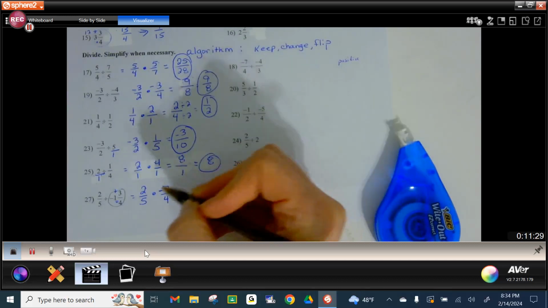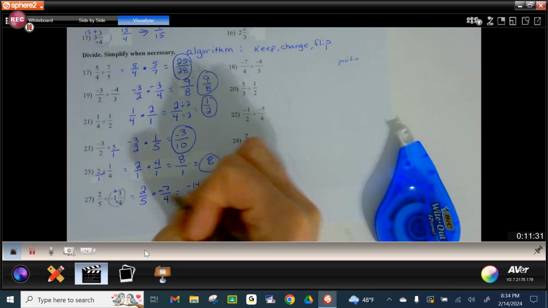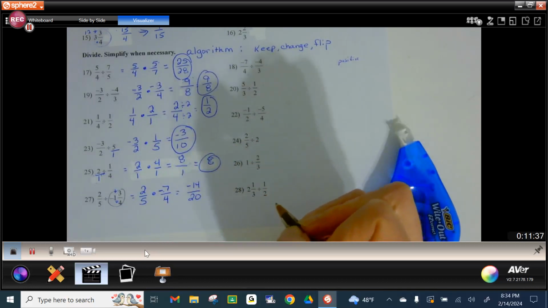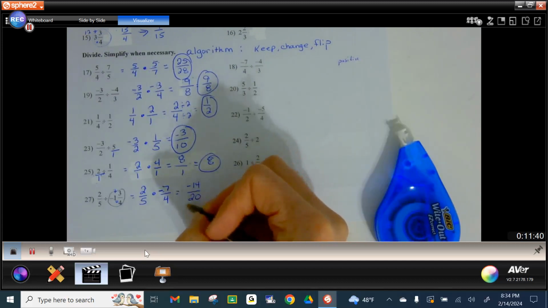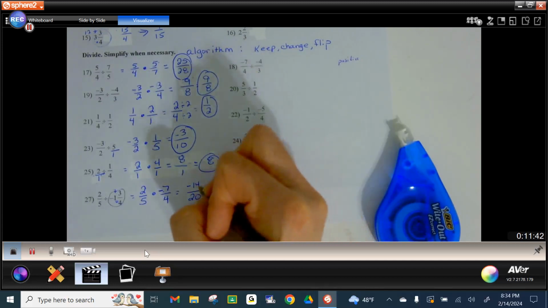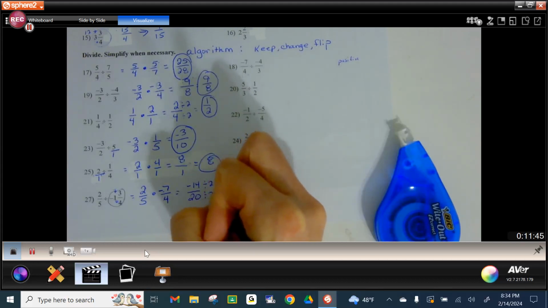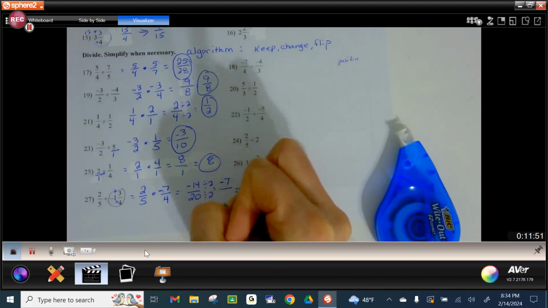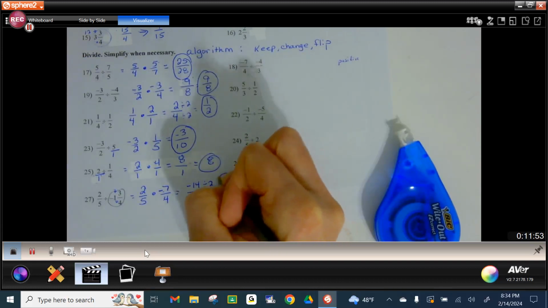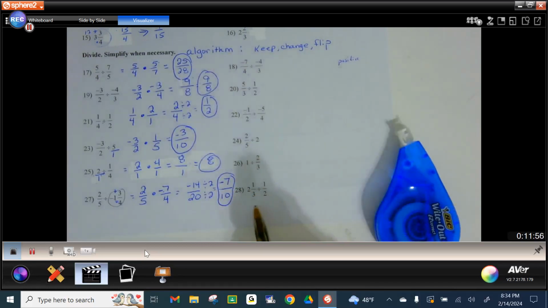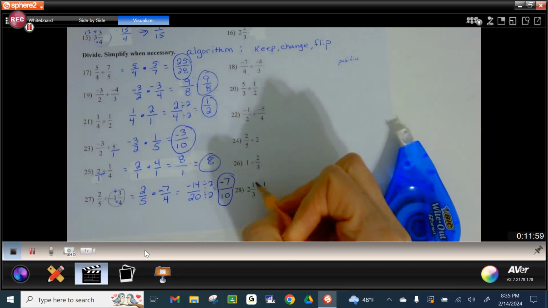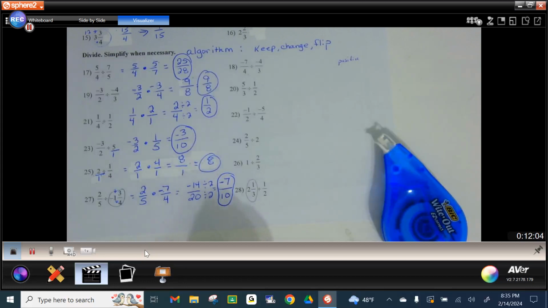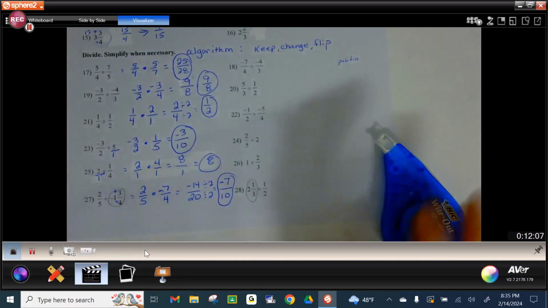So now we have 2 times -7 is -14. And 5 times 4 is 20. And we're almost done. Now we just need to see, can we simplify this? Is there a common factor? Since they are both even, we can divide by 2. And 14 divided by 2 is 7, but that's a negative. And 20 divided by 2 is 10. And we're done. Okay, so now you're going to do this one. And again, you're going to change this into an improper fraction, and then you can use your method of dividing. Okay, I'll talk to you later.